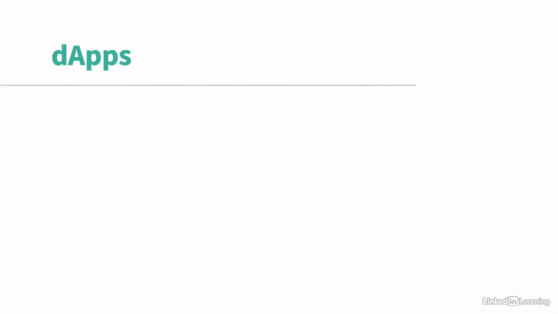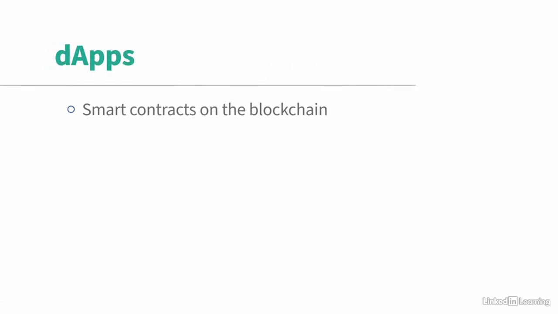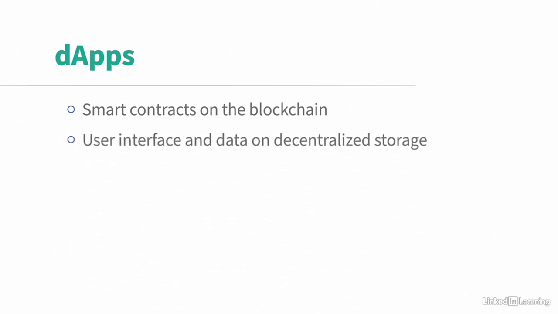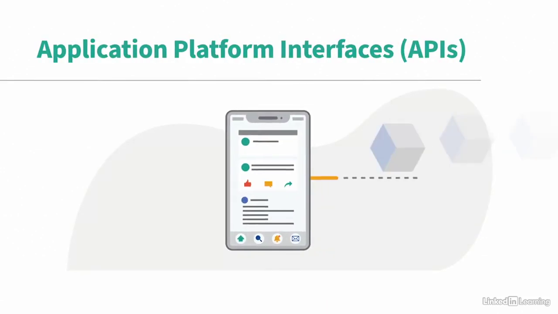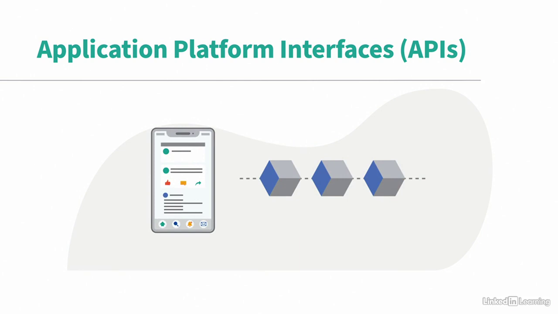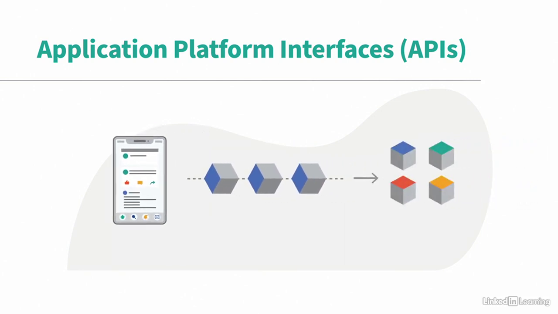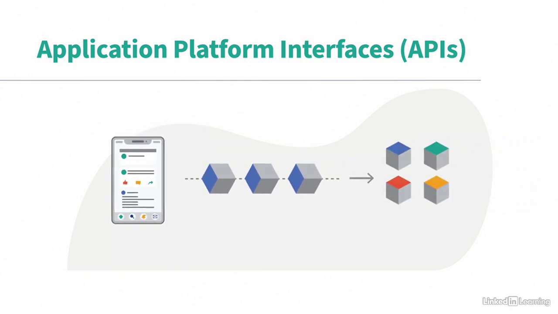A dApp comprises smart contracts on the decentralized blockchain. Think of these as the API layer, and front-end user interface and back-end data store hosted on decentralized storage services. When you interact with a dApp, you're accessing the front-end interface, and that interface then communicates with the smart contracts on the blockchain. The smart contracts operate as the de facto API for the blockchain and for decentralized storage and control how you work with the data on blockchain and in the storage.